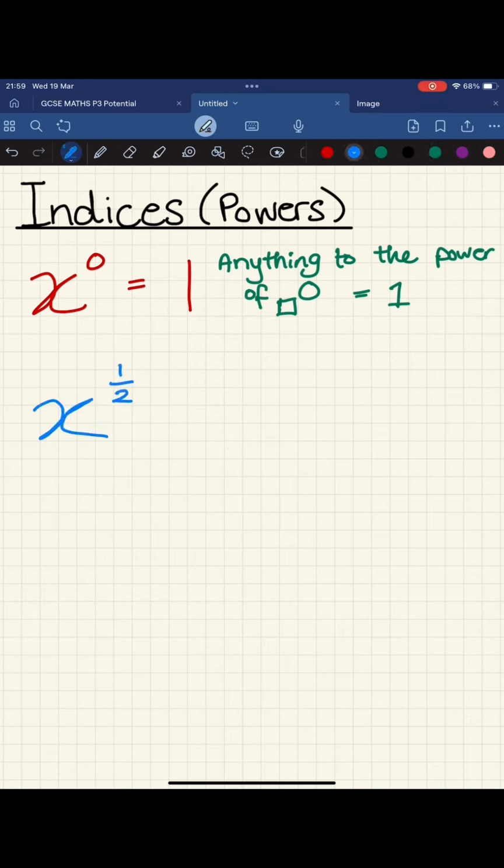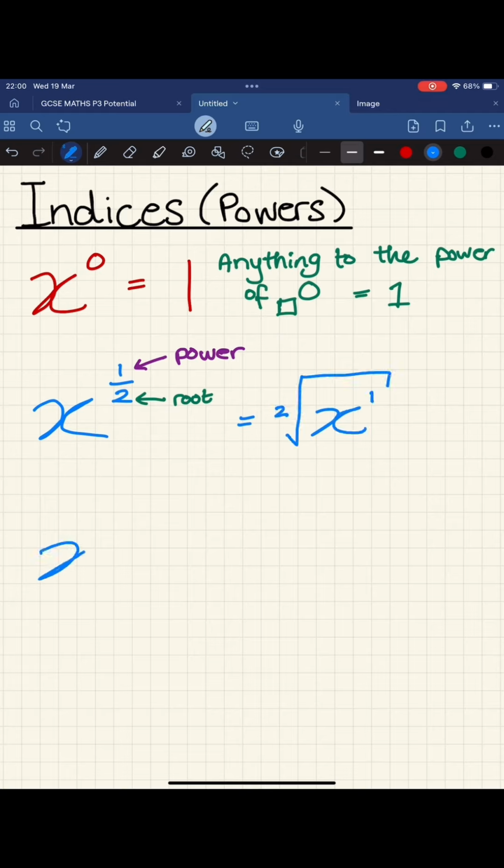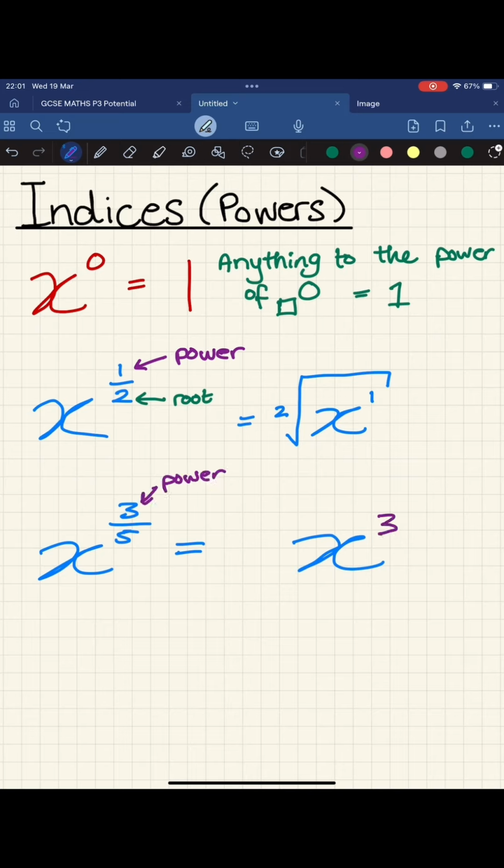What about if we do the powers of fractions? In this case, the numerator becomes the power and the denominator becomes a root. So we end up with x to the power of 1 to the root of 2. Let's look at another one, x to the power of 3 over 5. We do x to the power of 3 and then take the fifth root. Okay, that's not so bad.